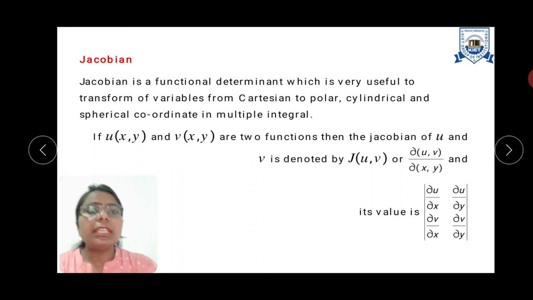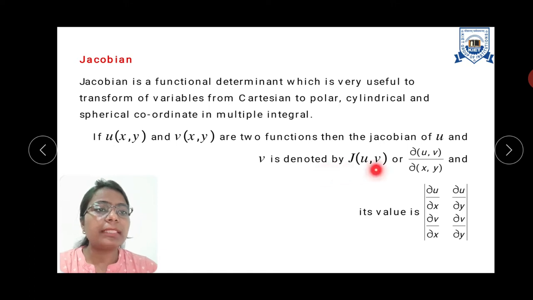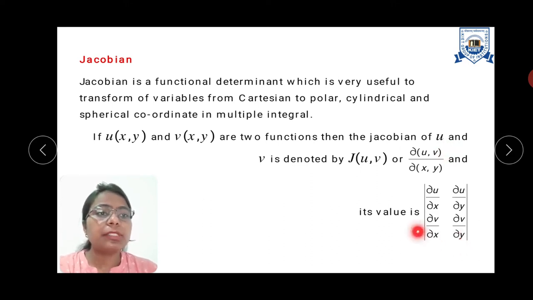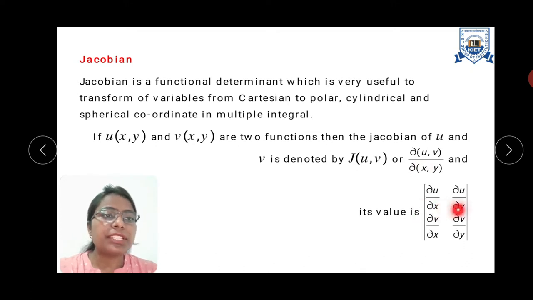If u, v are functions of x and y, then the Jacobian of u and v is denoted by either J of uv or del(u,v) divided by del(x,y), and its value is equal to the determinant of this matrix. In this matrix, u is a function of x and y, so the first row contains the partial derivatives of u, that is del u by del x and del u by del y. We know that v is also a function of x and y, so the second row contains the partial derivatives of v, that is del v by del x and del v by del y.